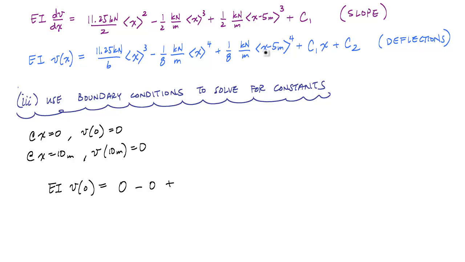Well, x equals 0 is less than this 5 meters, so this singularity function doesn't even come into play. It's still 0. So that's 0. And then plus c1 times 0 is 0. Plus c2. And this whole mess is equal to 0. And that just tells me that c2 equals 0.